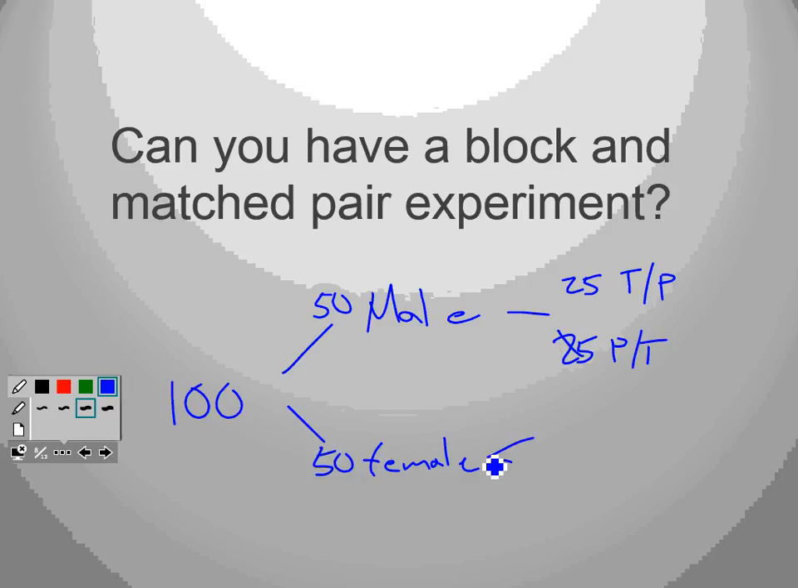And then the females, you can do the same thing. 25, you'll do treatment, then placebo. The other 25, placebo, then treatment. So, okay, so that's ideas. You can do something like that.